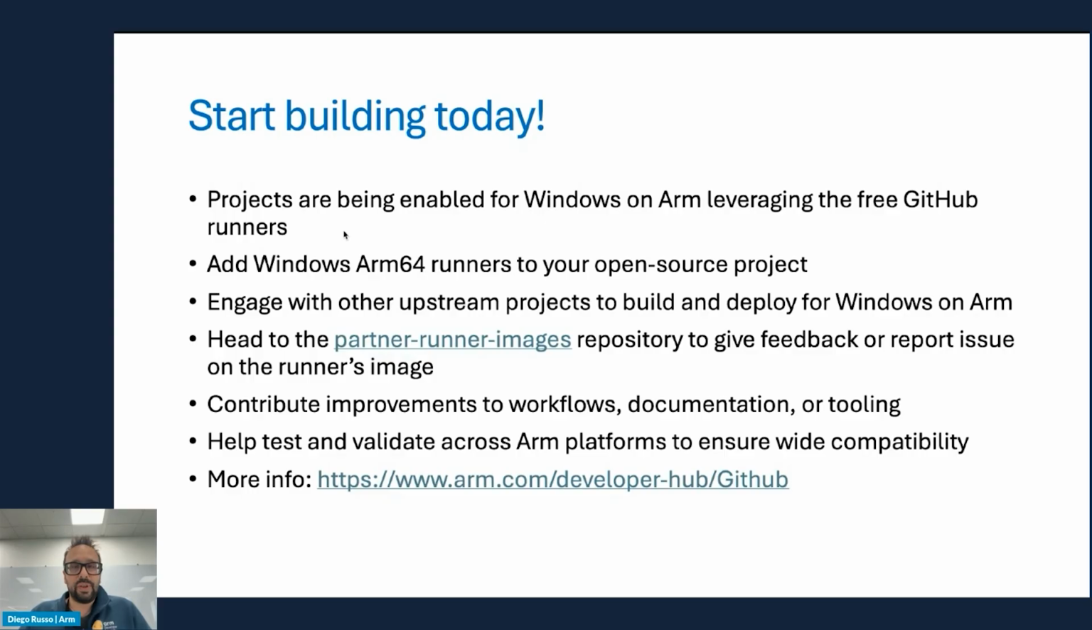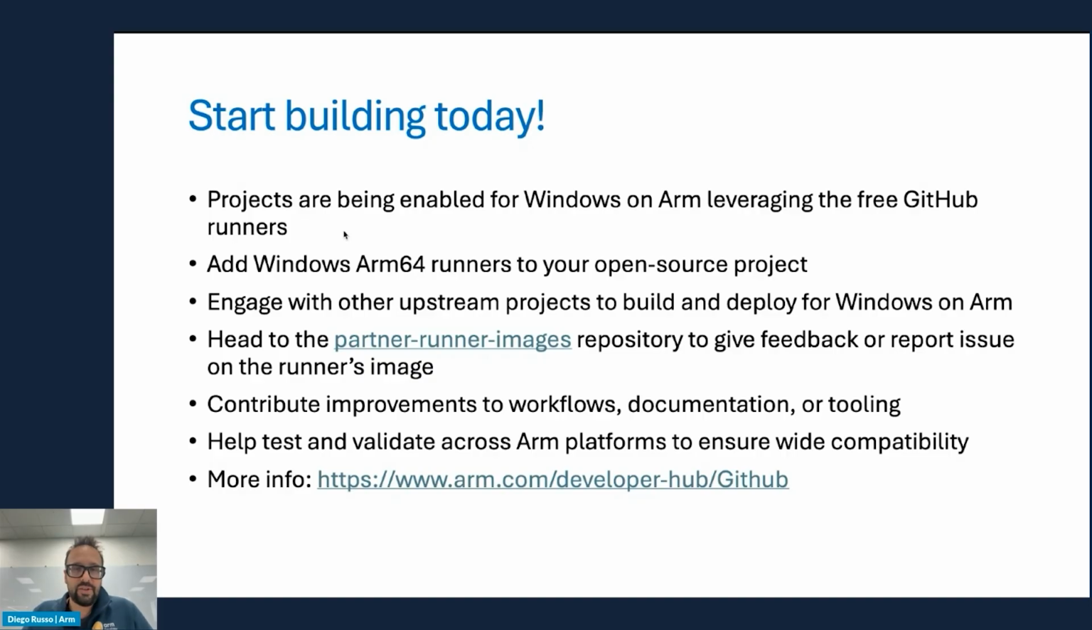If you are contributing to an open source project, this is a great time to add Windows ARM64 runners to your CI pipeline. It's just one line in your GitHub Actions workflow, and it gives your users a first-class experience on ARM platforms. You can also collaborate with upstream projects to coordinate builds and testing, whether you're working in AI, web frameworks, programming languages, or libraries.